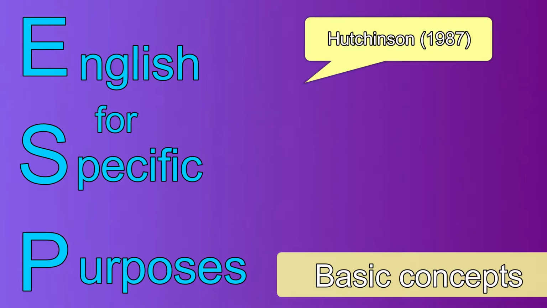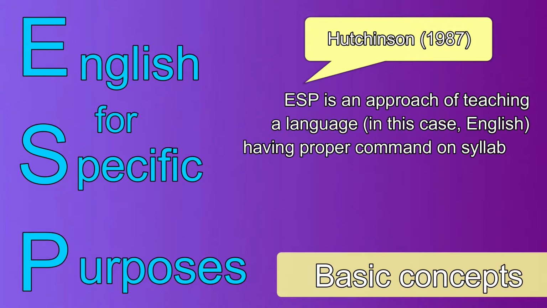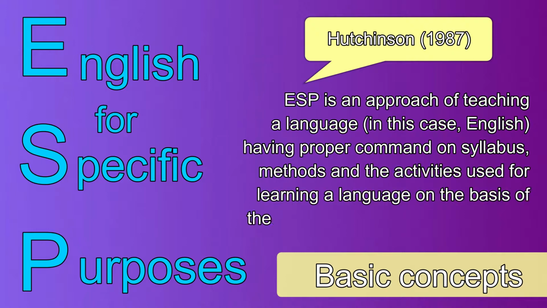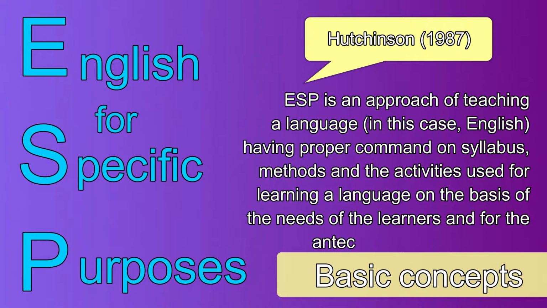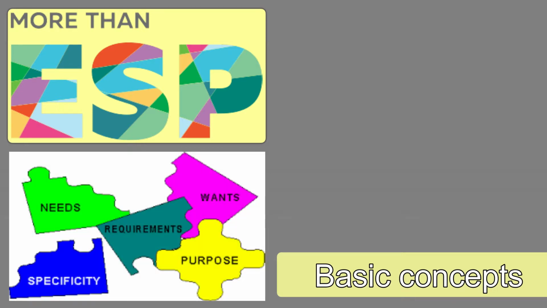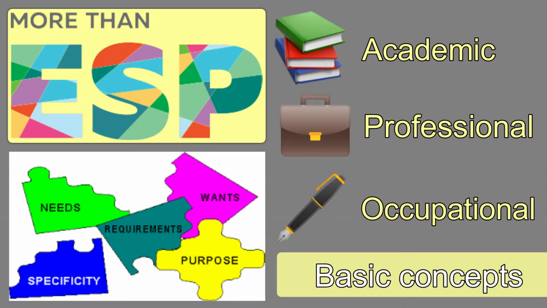According to Hutchinson, 1987, ESP is an approach of teaching a language, in this case English, having a proper command of the syllabus, methods, and activities used for learning a language on the basis of the needs of learners and the antecedent of their learning. Based on this definition, we can say that ESP was born in order to help English learners achieve their goal according to their needs and the purpose or function they would give to the language. This purpose can be either academic, professional, or occupational.